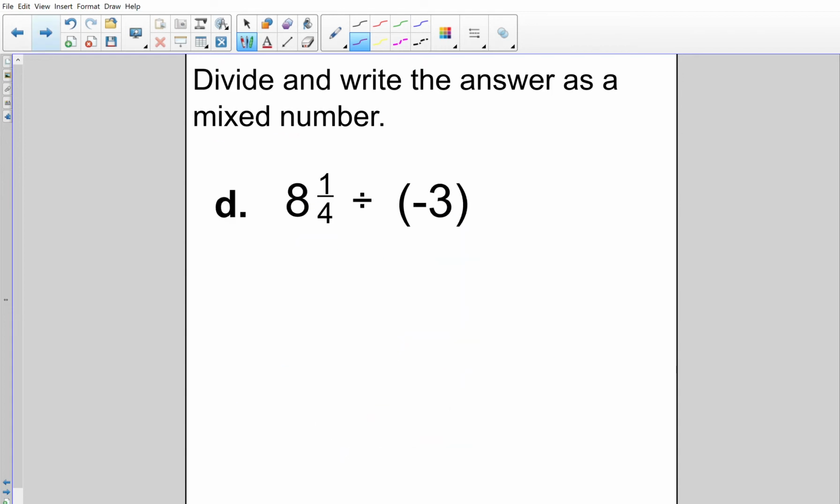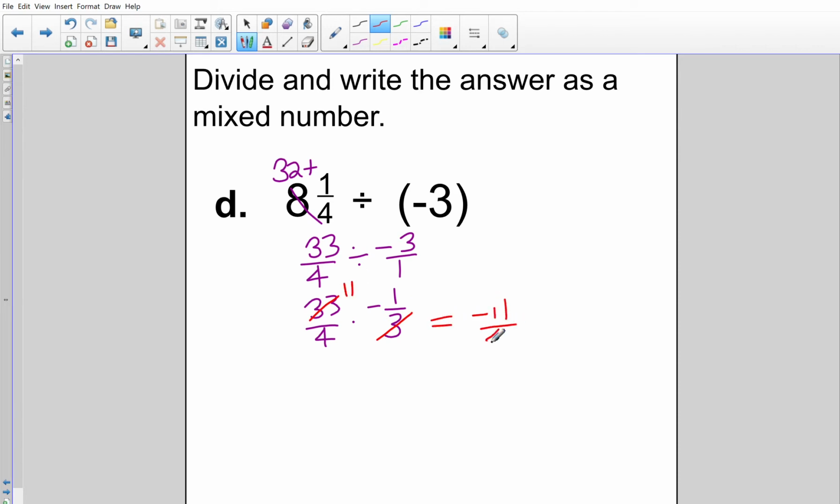So let's do another division. So 8 times 4, that's 32. Plus 1, it's 33 over 4. And we're going to divide that by -3 over 1. Now, I'm going to keep this as 33 over 4. I'm going to change it to multiplication and then flip that to -1/3. Okay? So at this point, I'm able to reduce that 3 with a 33. So this is going to give me a -11 over 4.